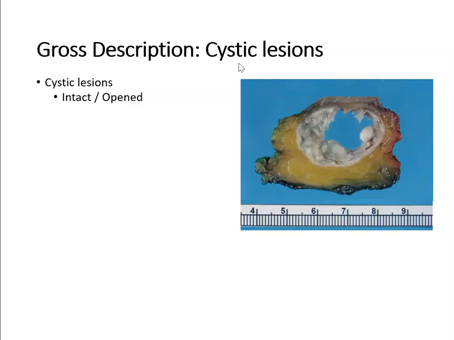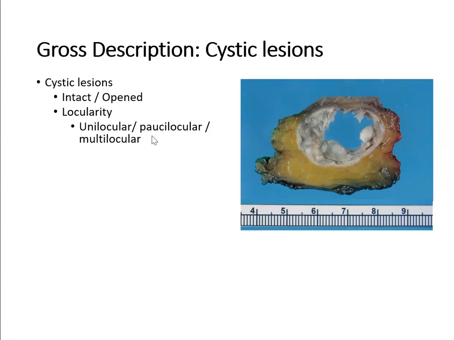Now let's have a quick word on cystic lesions. So it is helpful to mention whether they are intact, previously opened, to mention the locularity. For example, here we have a unilocular cyst. This is actually a very typical example of an epidermal cyst with the skin, and we can see a cyst in the underlying dermis and the subcutis.